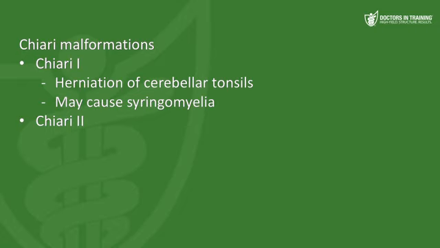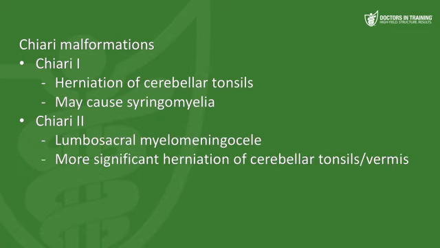A Chiari 2 malformation is where you have a lumbosacral myelomeningocele, and that results in a more significant herniation of the tonsils and also the vermis. So there's a big neural tube defect down low, it's lumbosacral, and it causes herniation up at the foramen magnum. But because of this herniation over time, you can see stenosis of the aqueduct and some hydrocephalus.